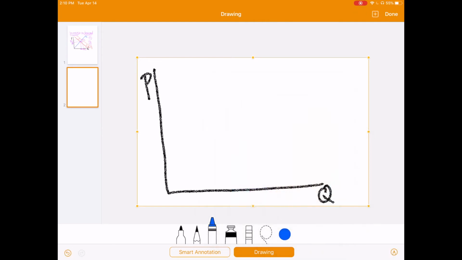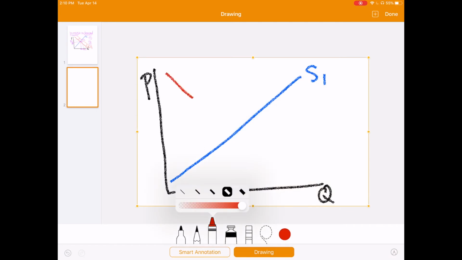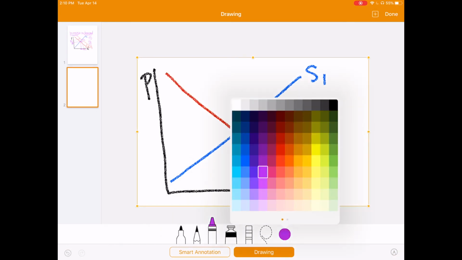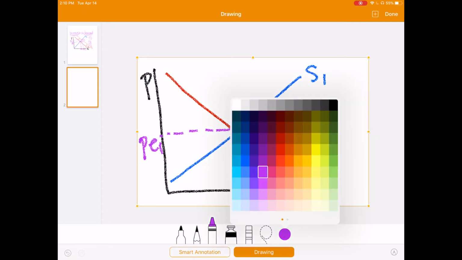Then I'm going to draw my supply line, label it S1. Draw my demand line, label it D1. Find E1. Find quantity equilibrium 1. Find price equilibrium 1. Great. I have drawn my equilibrium. Remember, this is where we're always starting.